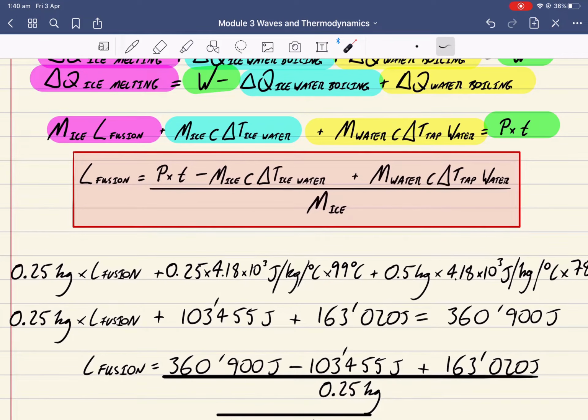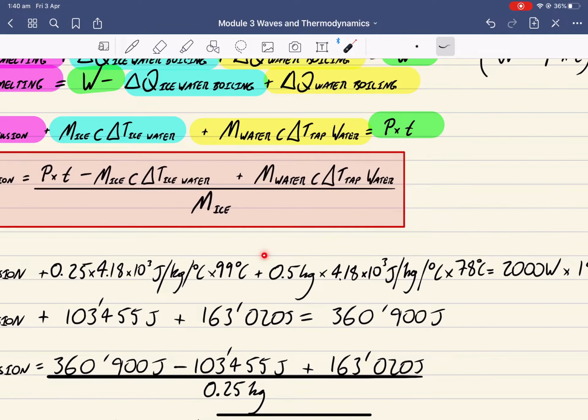So subbing in some values, this line here is the same as this one here. So you can see there's our mass there, 0.25 kilograms, multiplied by the latent heat of fusion, the thing we're trying to find, is equal to this expression. So the mass would be 0.25, specific heat of water. And obviously that ice water is going to go from 0 degrees all the way up to 99.